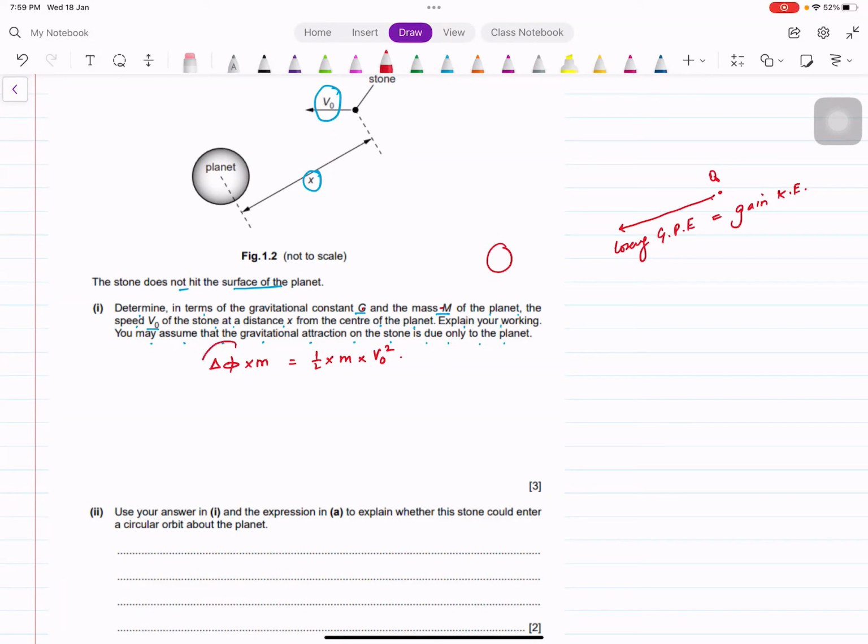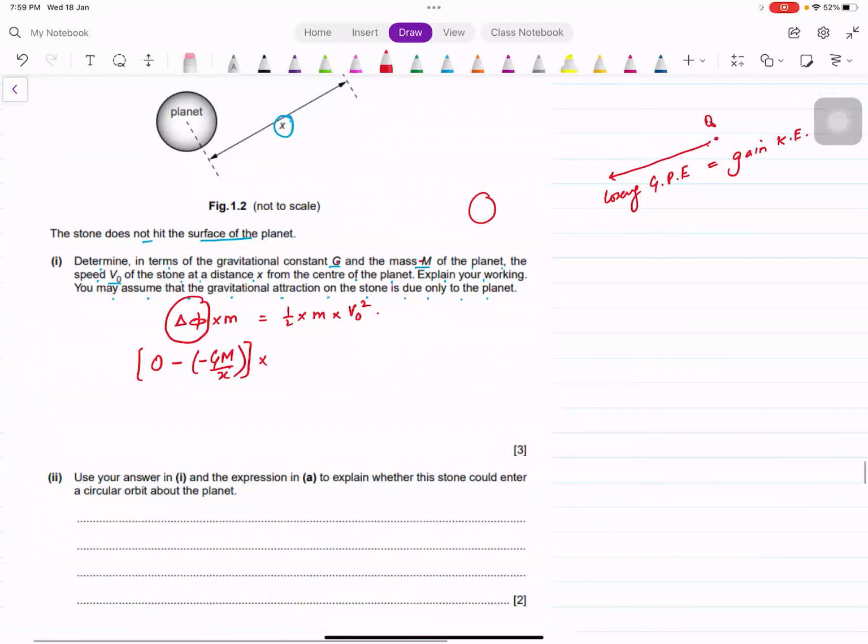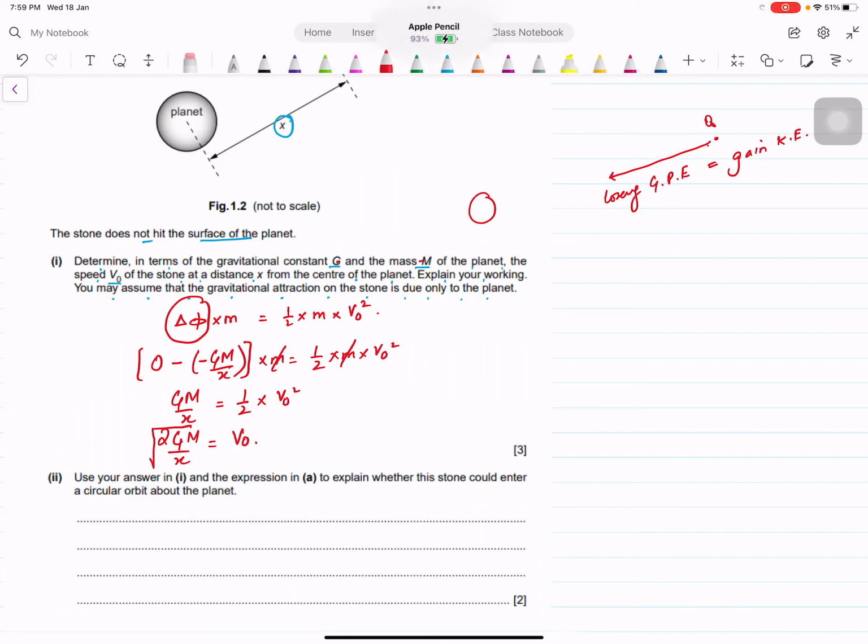So this change in potential, at infinity it will be 0 minus near this point, it is going to be minus GM over x. Can I write it like this, please? Times m equals half m times v naught squared. So this m and this m cancel out. This becomes GM over x equals half times v naught squared. So this is going to be the square root of 2GM over x equals v naught. And this should be the correct answer, I believe.